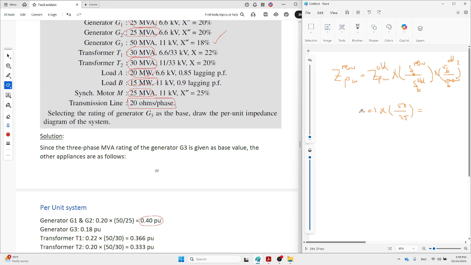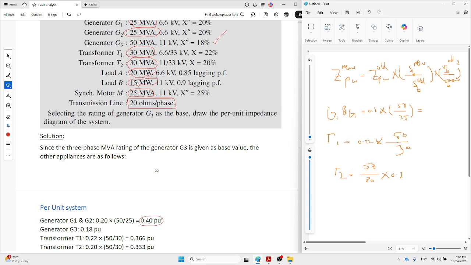Let me redo it. This is for generator number 1 and 2. For transformer number 1, the value is 0.22 times 50 over 30. Then transformer number 2, because the voltages are okay, I checked it before. I change it to this part, 0.2, times 50 over 30 again. So this is the value for the transformers.